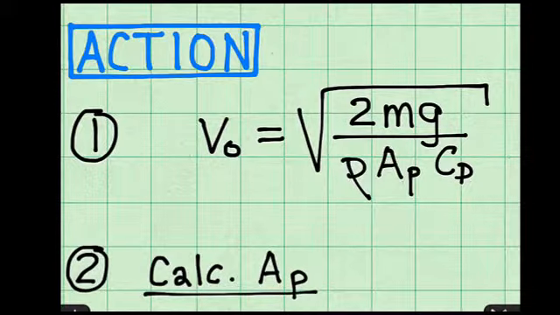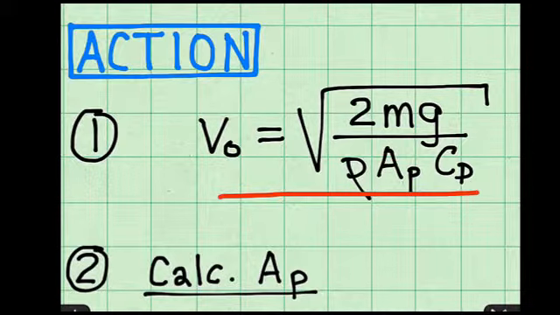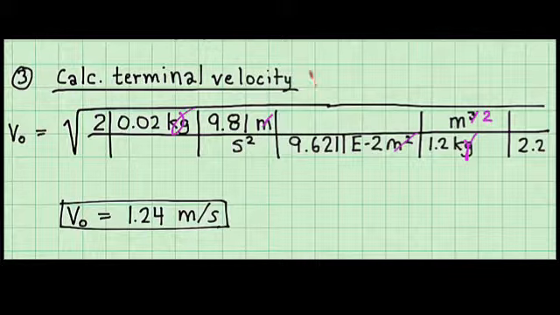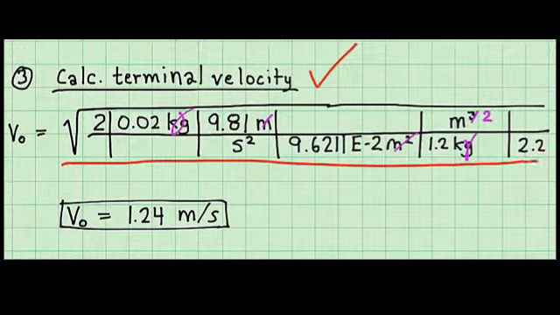First, I rewrote the equation and solved for my goal, terminal velocity, and got this expression. Next, I calculated projected area and got this value. My last step is to calculate the terminal velocity. Here are the calculations, and the value of terminal velocity came out to be 1.24 meters per second.